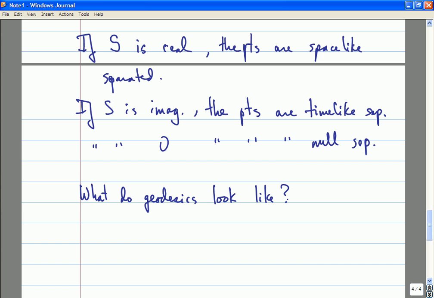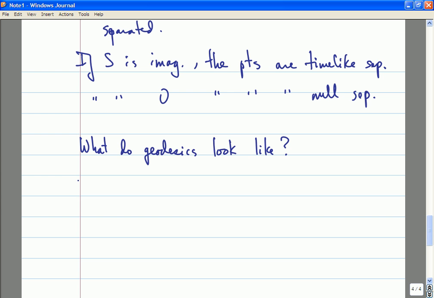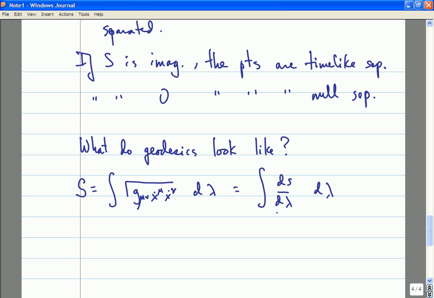Well, they are the extrema. They're the world lines which extremize the action, which is the integral of the square root of g mu nu x dot mu x dot nu d lambda. Or if I wanted to write this a little more succinctly, they extremize the integral ds by d lambda d lambda, where ds by d lambda is just this factor right here, the square root of g mu nu x dot mu x dot nu.